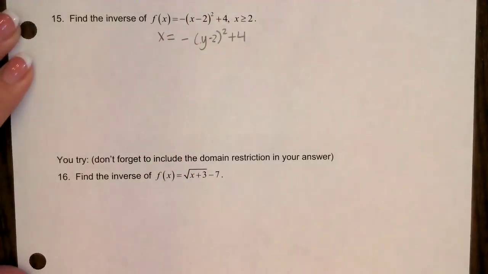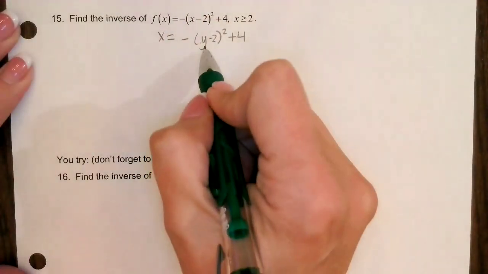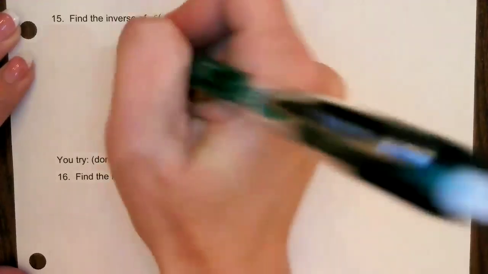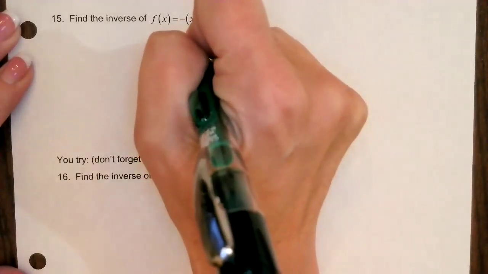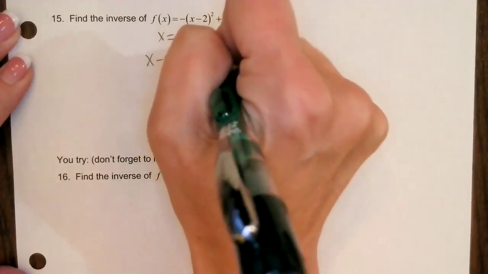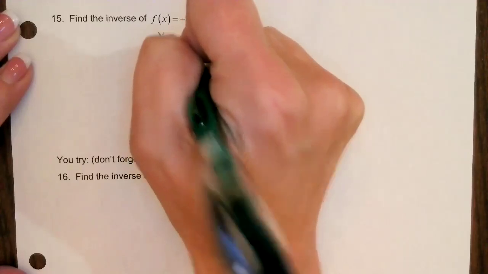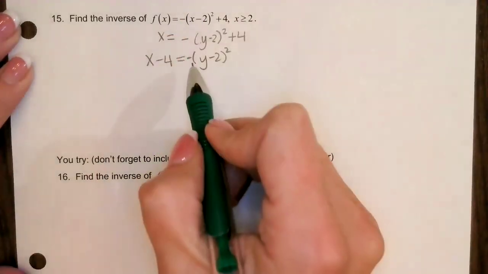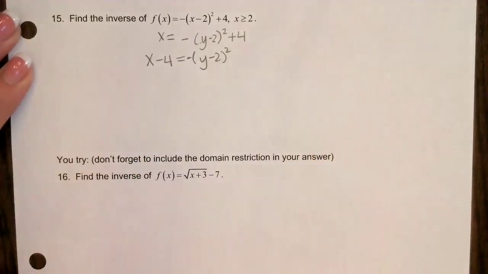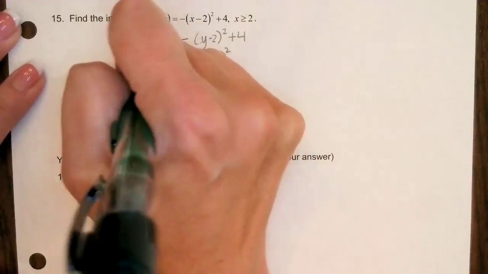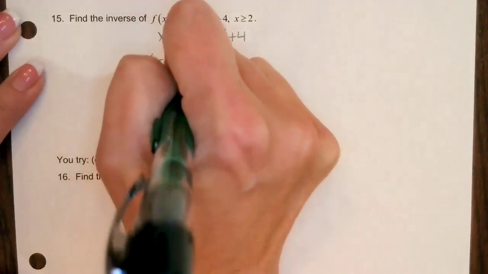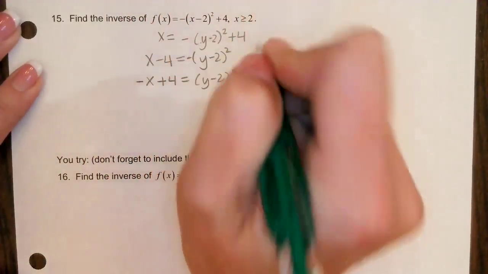Now I start solving for that y. I need to get this by itself, so I'm going to bring this over. So I get x minus 4 is equal to negative y minus 2 squared. Now I need to get rid of the negative. So I'm going to change the signs on both sides or divide by a -1 or multiply by a -1, however you think of that. But we need to get rid of the negative first. And so that becomes -x plus 4 is equal to y minus 2 squared.